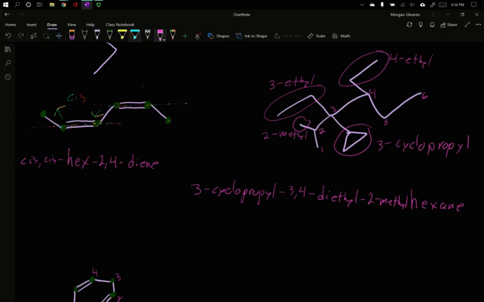I ordered my groups in the name alphabetically. So cyclo is not a numeric specifier, it's part of the name. So cyclo, C comes before E. Despite it being a diethyl, remember the di is a multiplier. It's telling us the number of ethyls. We don't alphabetize for those numeric specifiers. And then M, the methyl, comes after E. So 3-cyclopropyl, 3,4-diethyl, 2-methylhexane. That is the name for this molecule.